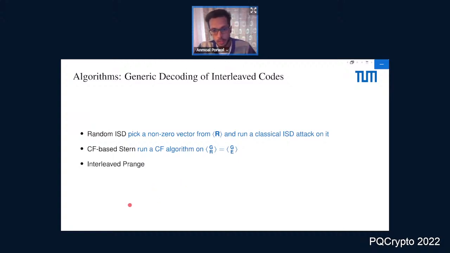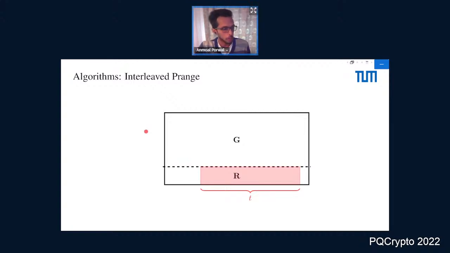Before I explain how interleaved Prange works, I should say that in a sense, the CF-based algorithm using Stern can be thought of as the best algorithm for doing generic decoding of interleaved codes, at least so far. It has the lowest complexity. So it would also be interesting to compare interleaved Prange with CF-based Stern. Okay, so now let me explain how interleaved Prange works.